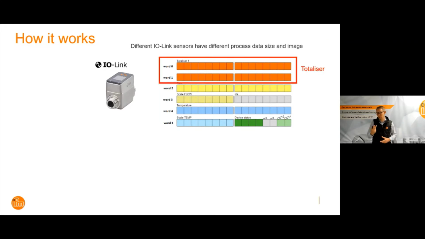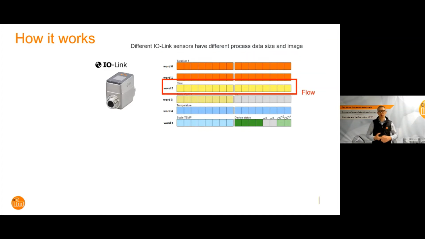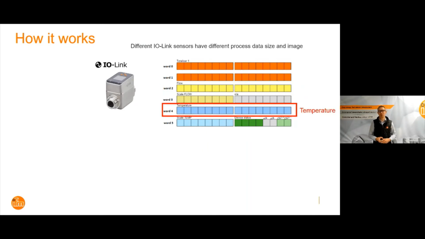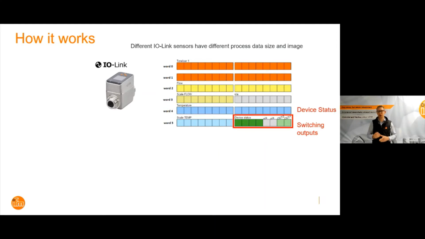Well, the first 2 words that we have there is totalizer value from this mag flow. Then on the 3rd word, we have the flow value. So that's our instantaneous flow right now that the flow meter is exposed to. On the 5th word, for example, there we have temperature value. So this is the temperature of the medium that is flowing through the mag flow. And then on the last little word, we can have, for example, device status, as well as our switching signals from the sensor. So if I've set up any switch points, those will be present as well inside this entire digitalized 6 words of data that we are sending through.